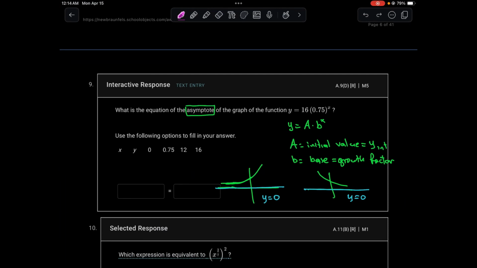Okay, so what is the answer here? The answer is that the equation of the asymptote is y equals 0. That's always going to be the asymptote unless you see an exponential that has a plus or minus something afterwards. What if you have plus 1? Then it's going to go 1 up, and the asymptote is also going to go 1 up. Then it's going to be y equals 1. What if it's minus 1? Then it's going to go down, so the asymptote is going to go down. It's going to be y equals minus 1.